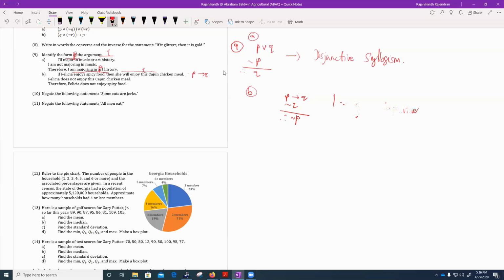Okay, number 10. Negate the following statement. The negation of some is going to be none, right? So if you negate that, it's going to be no cats are jerks. Okay, number 11. Negate the following. The negation of all is not all.